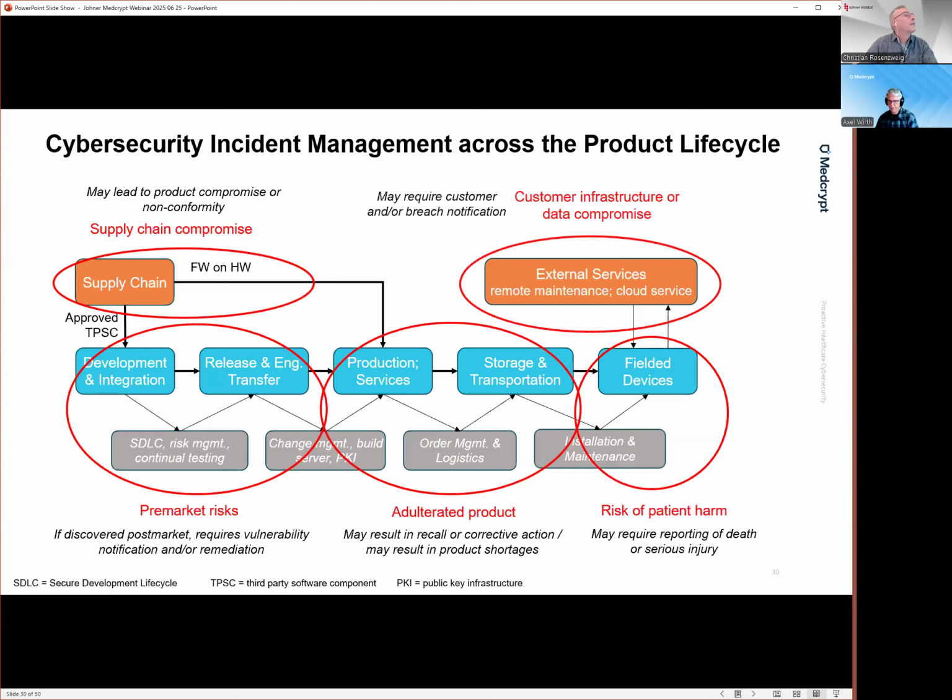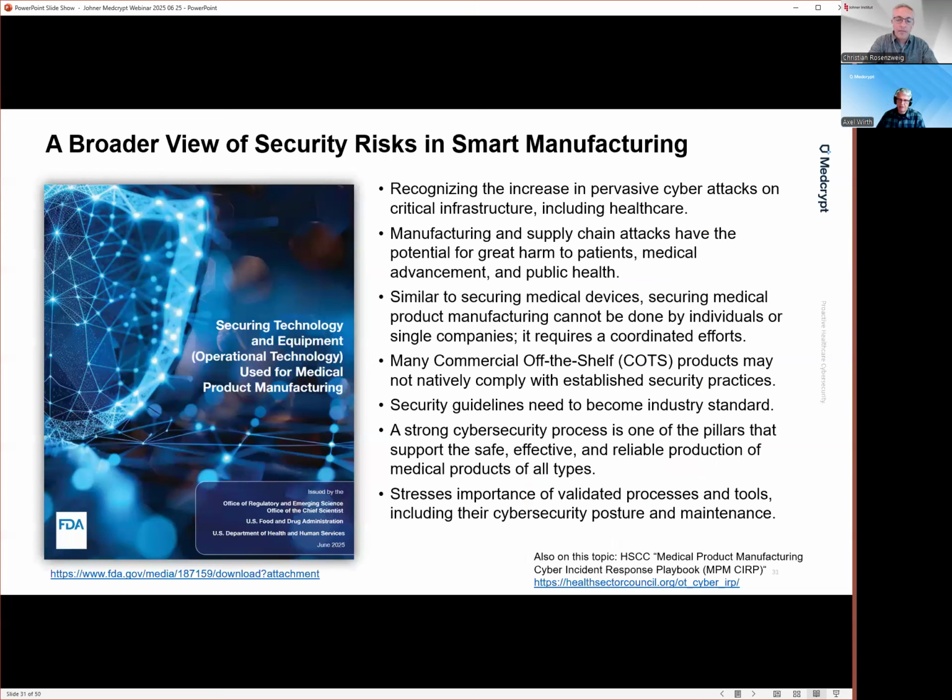And then any impact, an incident on external services may impact indirectly your customers again and your ability to service your customers via that external service. And especially this middle piece here is often overlooked, right? The impact of a security incident in your production environment on your product.